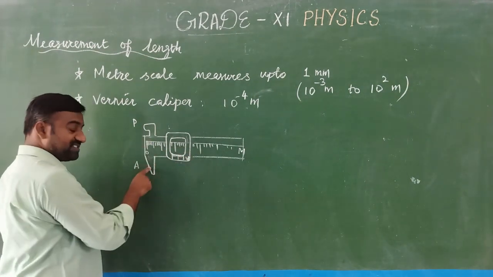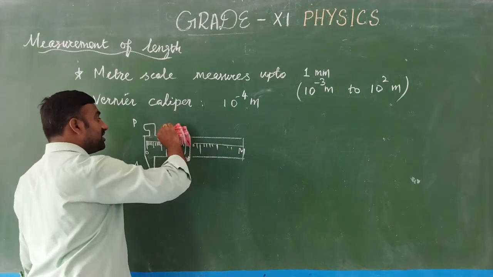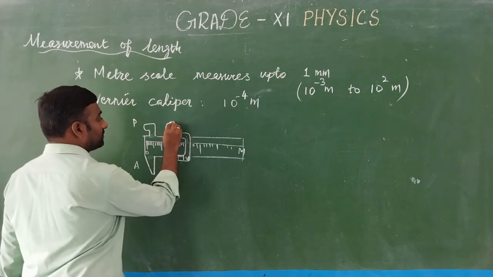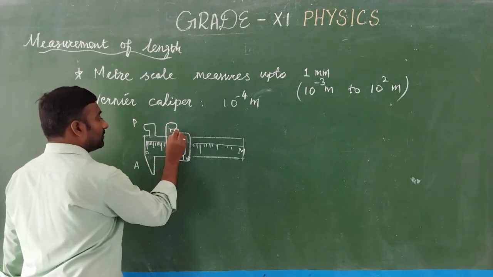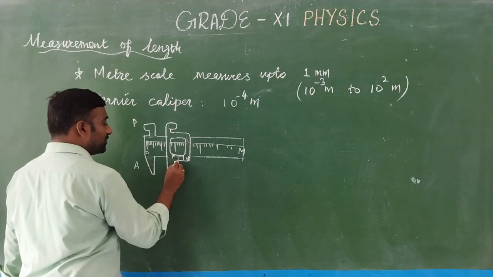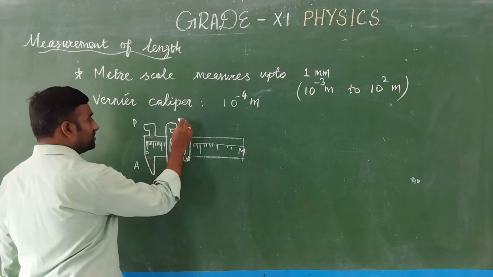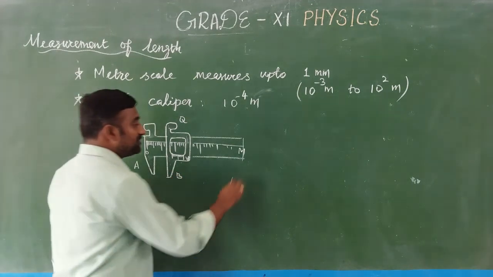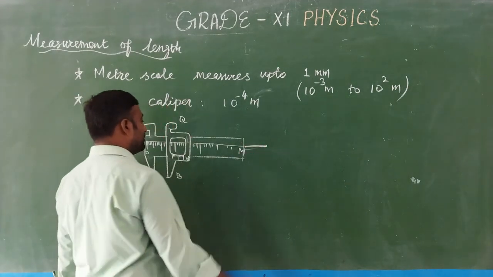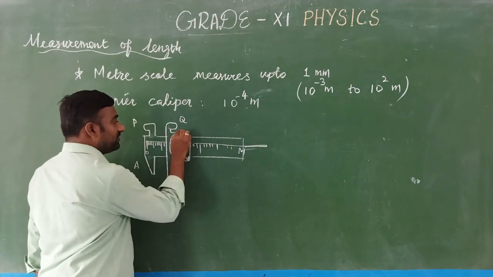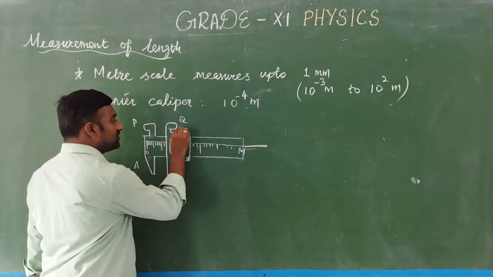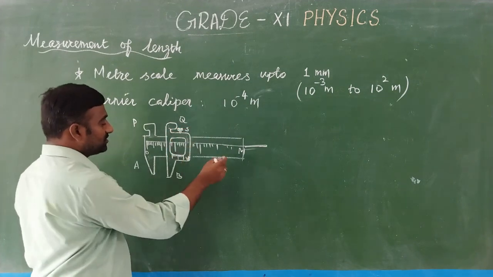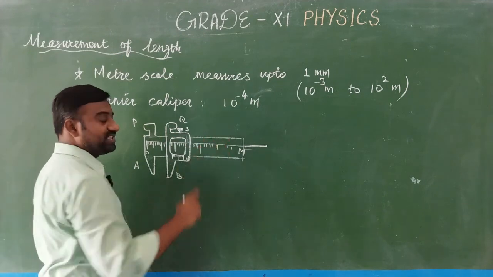Like the fixed jaws on the main scale, the movable vernier scale also has two jaws: one upper jaw and another lower jaw. This jaw is Q, this jaw is A. And we have a depth probe in addition. Then we have one fixing screw. This screw is used to tighten or release. We need to release the screw, then only can the vernier slide over the main scale.